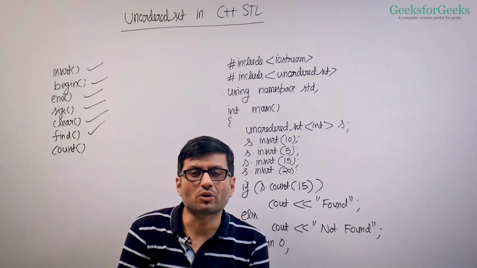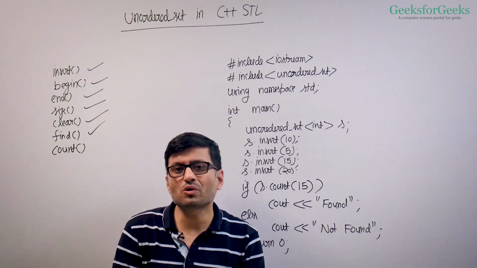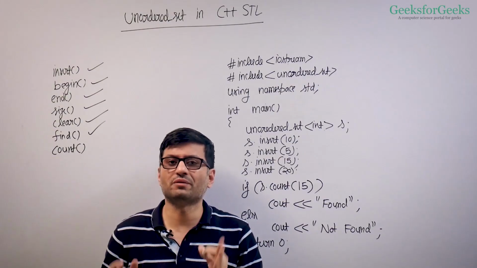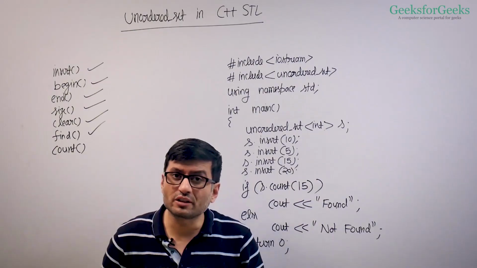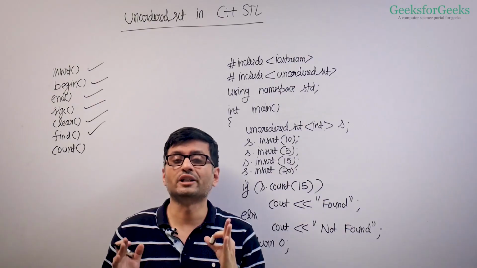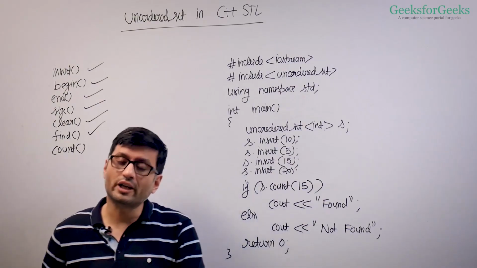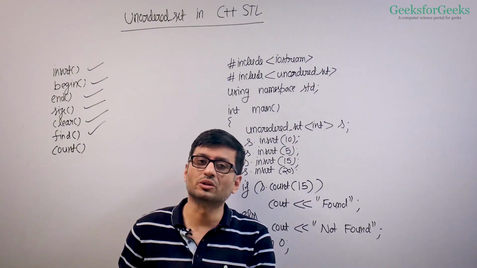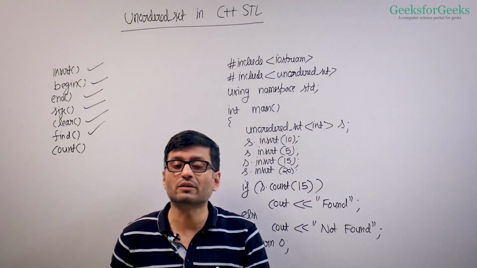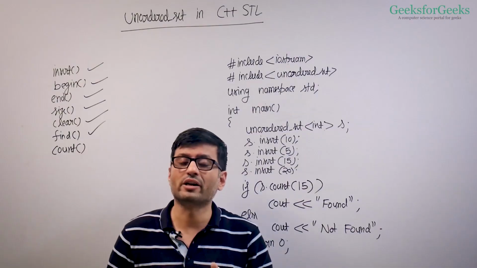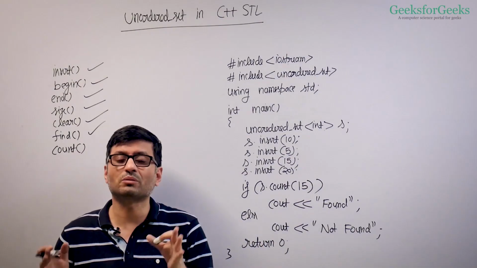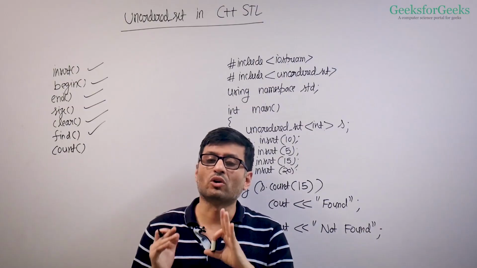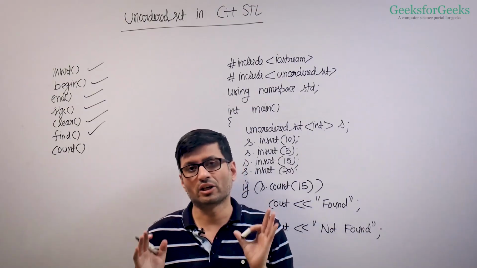Let us now talk about the count function. Count function can be used as a substitute for the find function. The find function returns an iterator if the element is present. On the other hand, count function returns either 1 or 0. It returns 1 if the element is present. It returns 0 if the element is not present. Why 1 and 0? Because like set, there cannot be duplicate keys in unordered set.